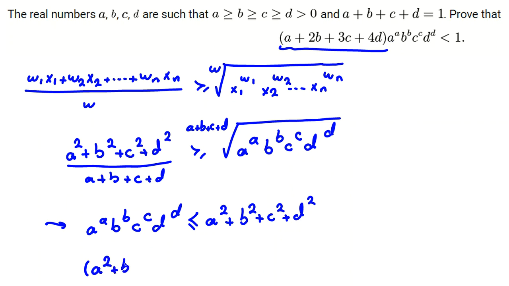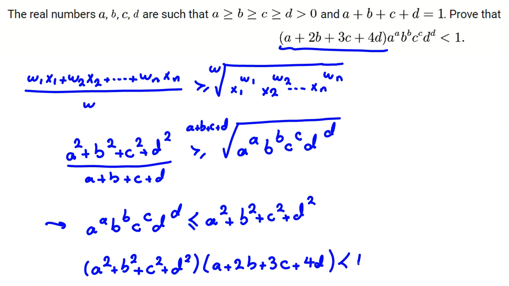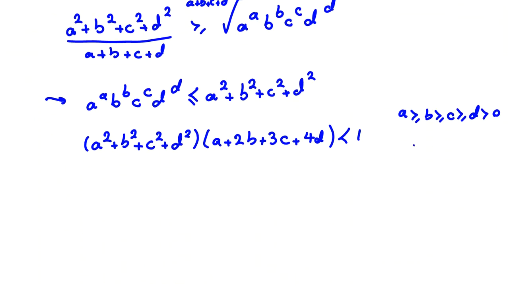So now I want to prove why a squared plus b squared plus c squared plus d squared, times a plus 2b plus 3c plus 4d, is less than 1. And we know a is greater than or equal to b, greater than or equal to c, greater than or equal to d, greater than 0. And we also know a plus b plus c plus d is equal to 1.